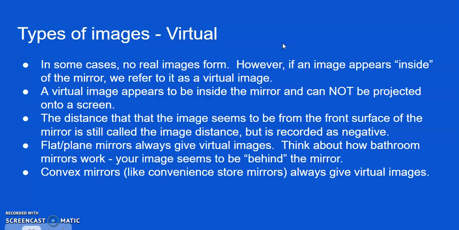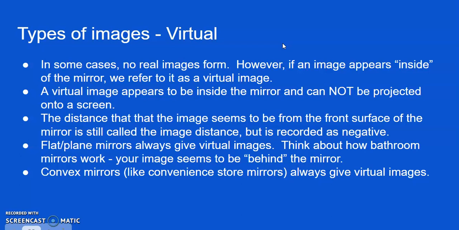It's exactly what flat mirrors or plane mirrors give us. These virtual images are the types of images where they seem to live inside the glass. The distance is also from the front surface of the mirror. We call it the image distance, but generally speaking, we record it as negative.